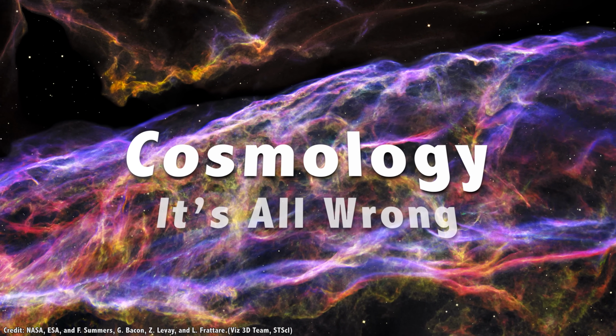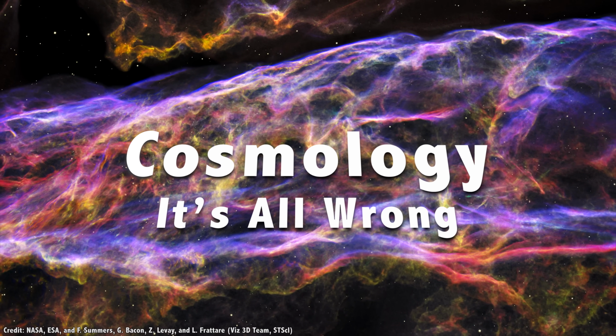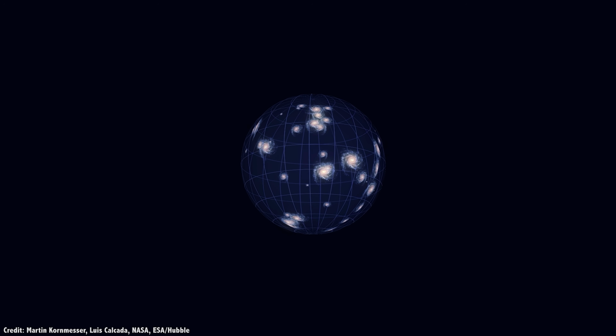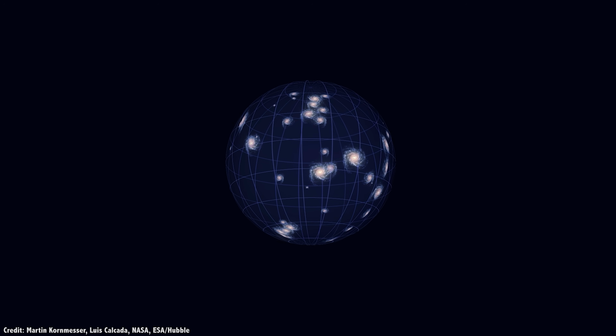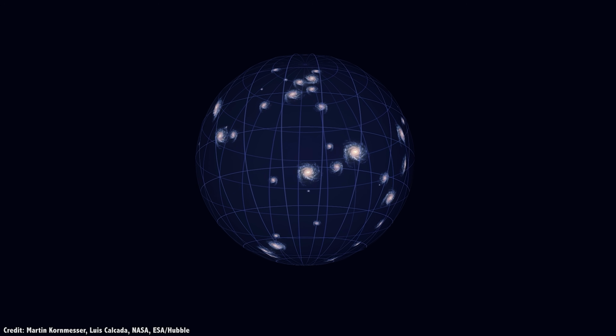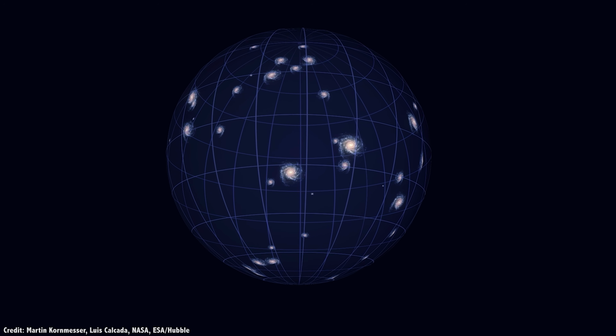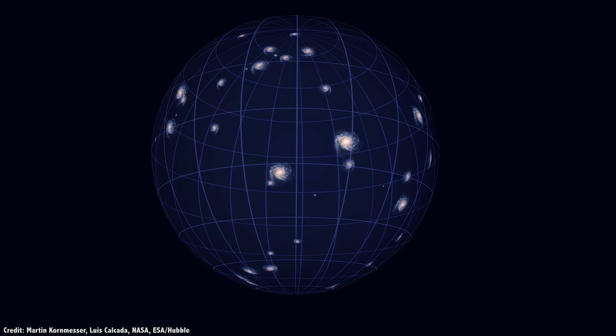Cosmology. It's all wrong. Cosmology and what we don't understand. So this new study is looking at what we call the standard model of cosmology, which is sometimes called the LCDM model. CDM stands for cold dark matter. L stands for lambda, which is a symbol in the general relativity equation that describes the universe as a whole.